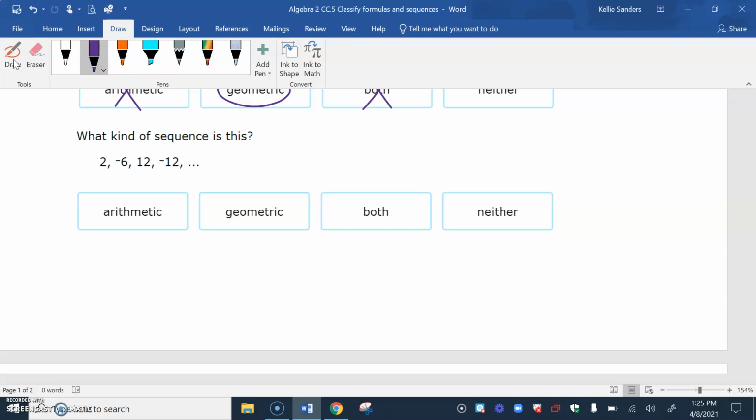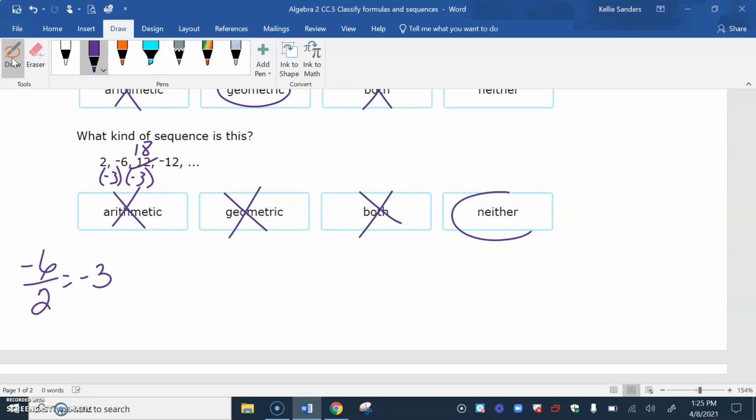It's not going to be arithmetic because, again, we're bouncing back and forth from positives to negatives, and if you're adding the same number every single time, you're not going to be going back and forth in that sequence. But if I take -6 and divide it by 2, I get -3. So this would be times -3 to get -6. What is -6 times -3? 18, not 12. It is not geometric. It's not both. It is going to be neither.